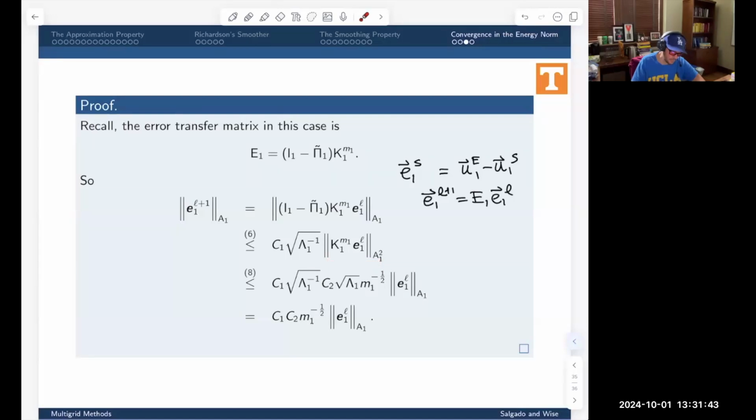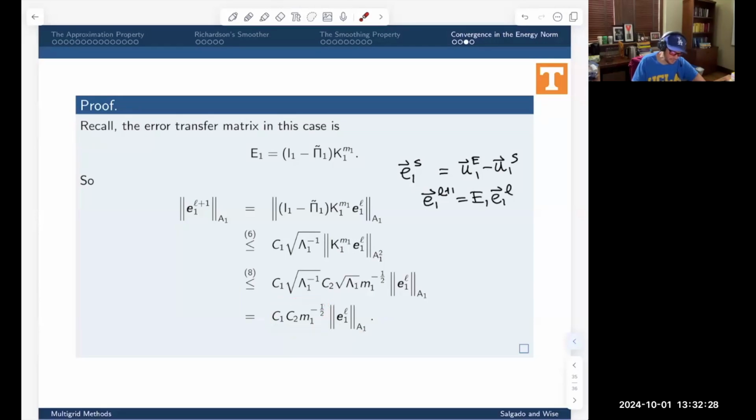Okay, we just showed that that's C2 times the square root of capital lambda 1, divided by the square root of M1, times the error measured, or this vector measured in the energy norm. But we get some nice cancellation here, right? This guy cancels with that. See, that guy cancels. And all we're left with is C1 times C2 divided by the square root of M1 times the energy norm of the vector E1L. Well, if we can show that this is less than 1, then we have convergence.